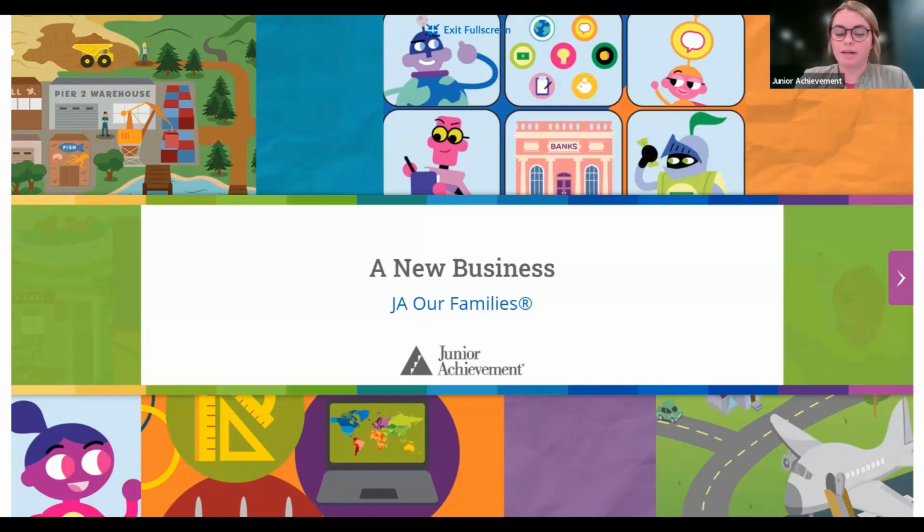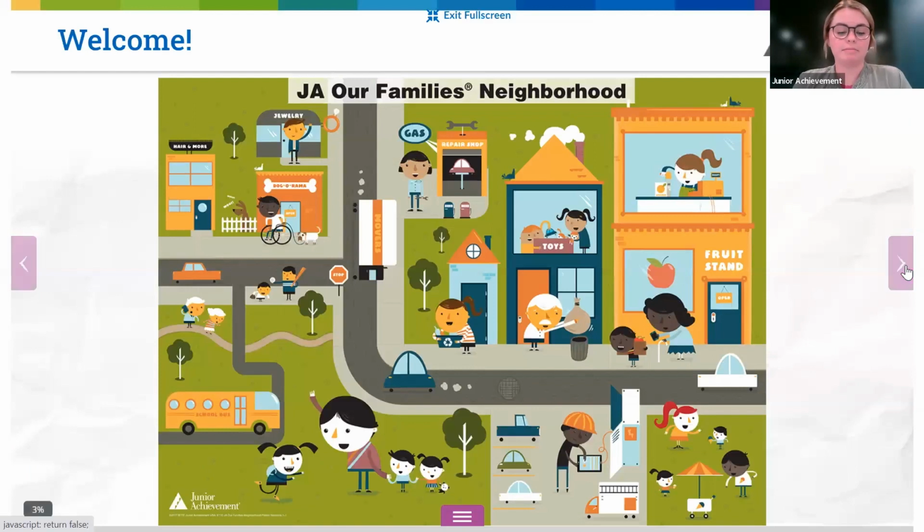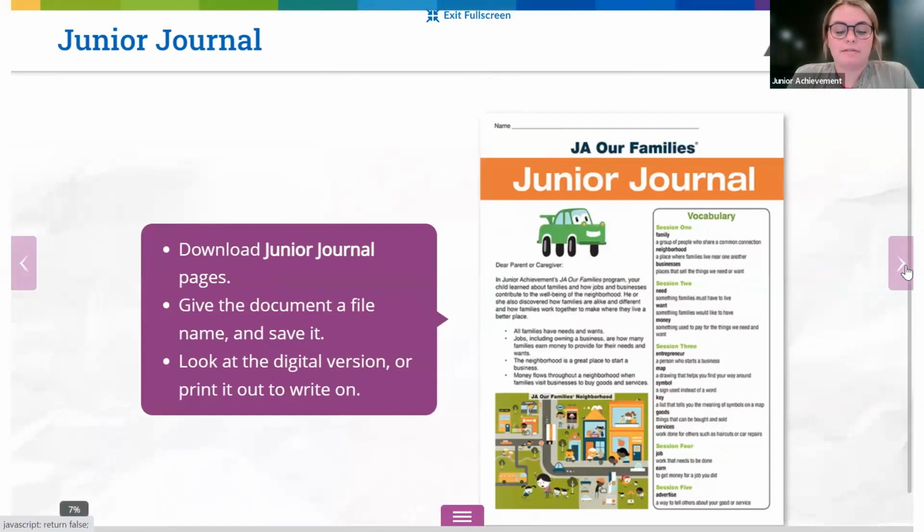Today, when you go in for the lesson, greet students and tell them that in Session 5, a new business, they will be learning about how businesses tell people about their goods or services. The next slide shows a picture of the junior journal packet. You will need this later on in the lesson. I recommend handing out the junior journal packets later on so that it doesn't become distracting for the students.